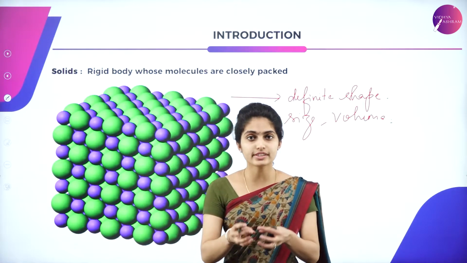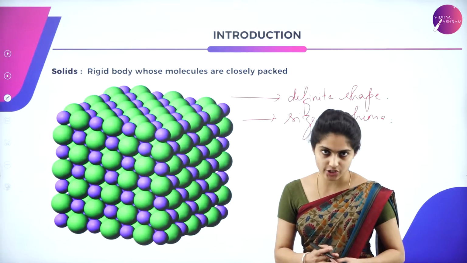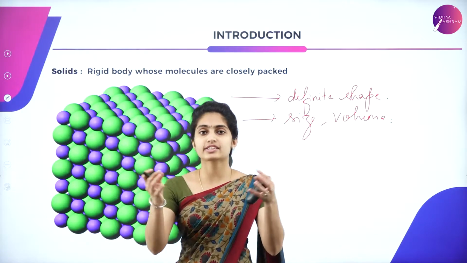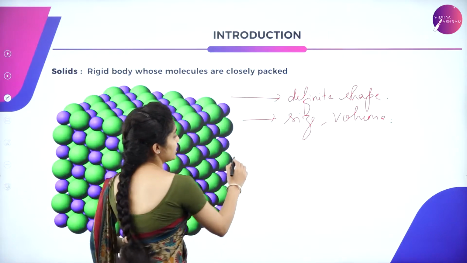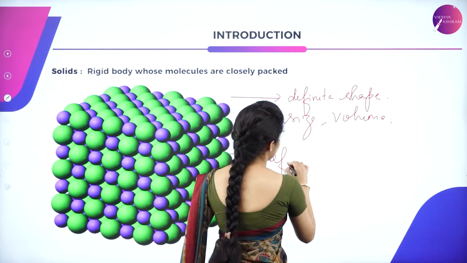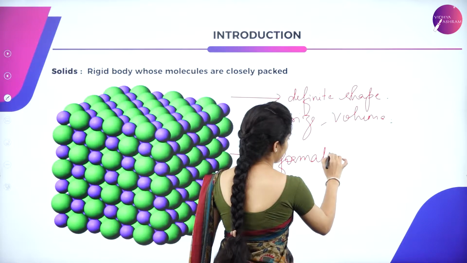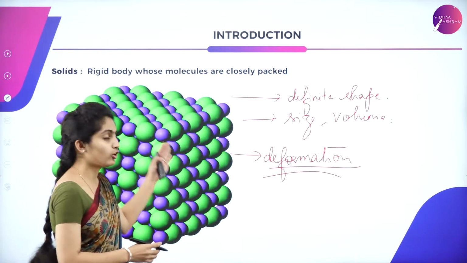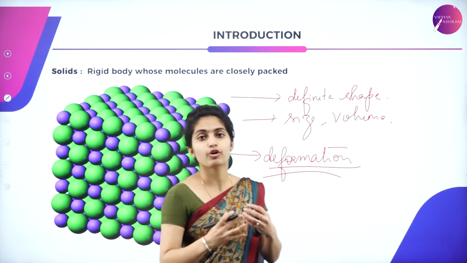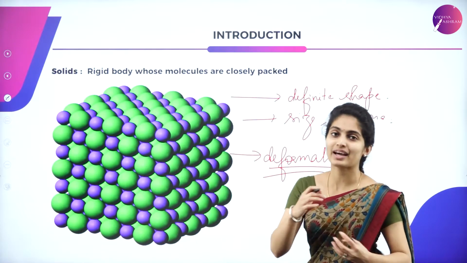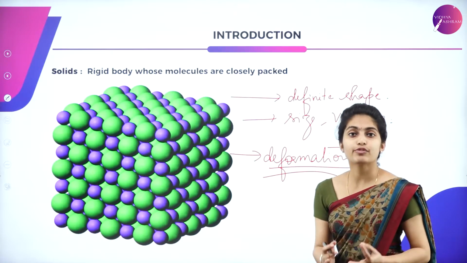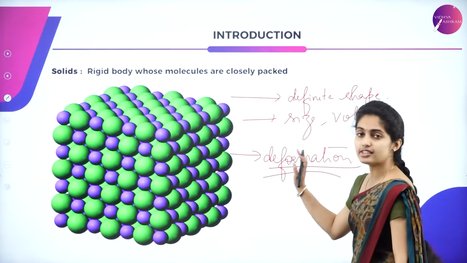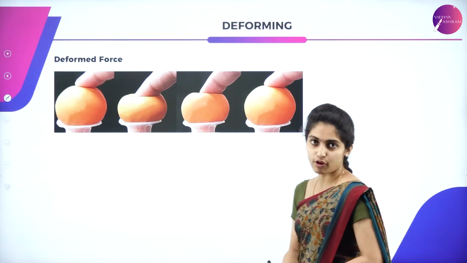Okay, so solids, if it has to change its shape, we have to give some external force to it. So that external force causes something called as deformation. So the external force when you apply on the solids, it causes a deformation, and the force what you apply will be said as deformed force. So this is all about solids. So let us now study about the deformation.